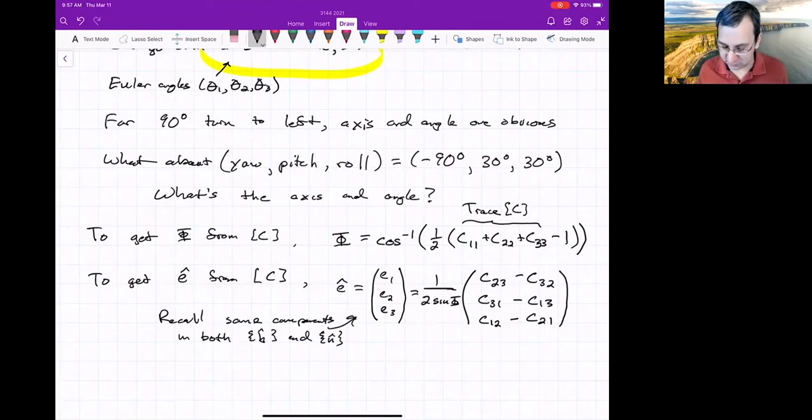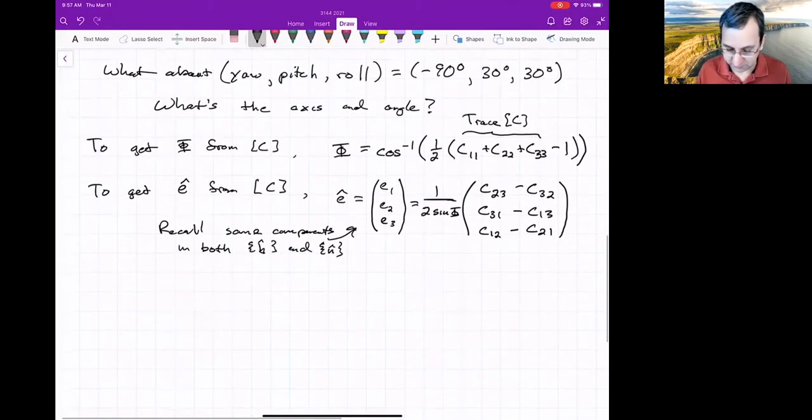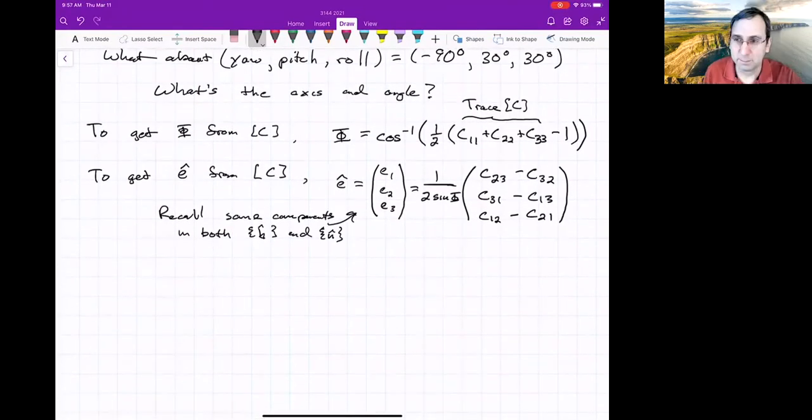All right, so let's try this for an example. I'm going to do the example from the book, but then I've also got one of my fancy little animations, doing an actual numerical example.